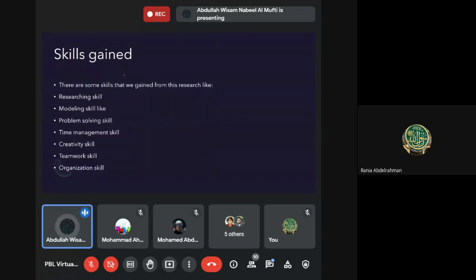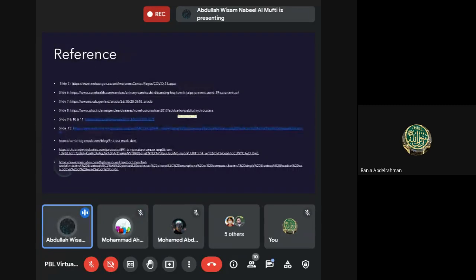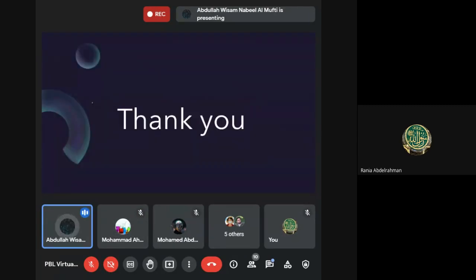And these are the skills we gained. We gained research skills and modeling skills, for example using SketchUp, and problem solving, time management, creativity, teamwork, and organization. Exactly. These are the references. Thank you so much for listening. I hope you learned something new. Yes, thank you so much.